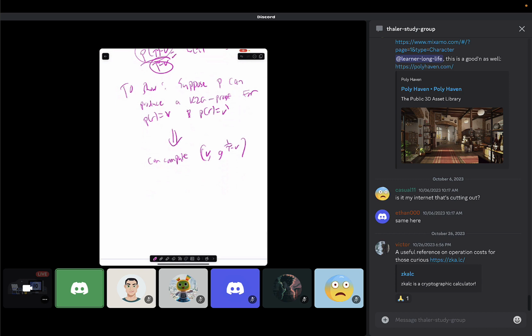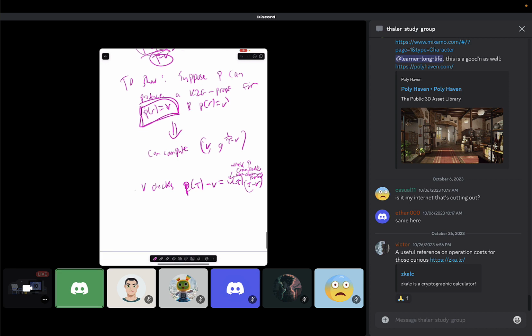So the verifier checks all in the exponent that q of tau times tau minus r equals p of tau minus v. They're committed to the witness, W of tau. That's the check in the first proof, all done in the exponent. The check made in the second proof is also all done in the exponent, so p of tau minus v prime equals w prime of tau times tau minus r.